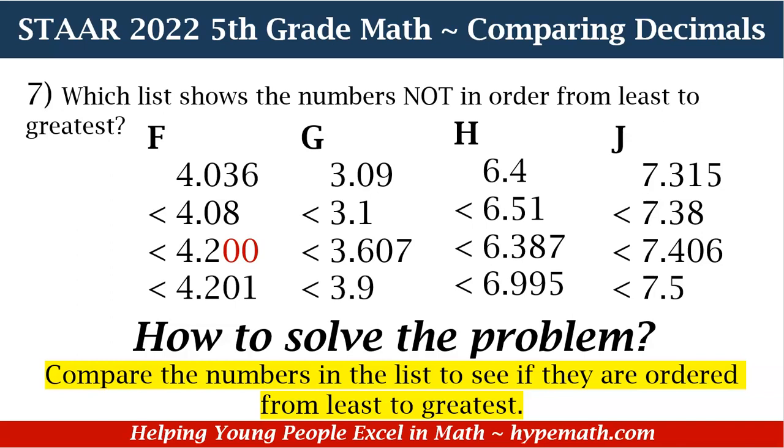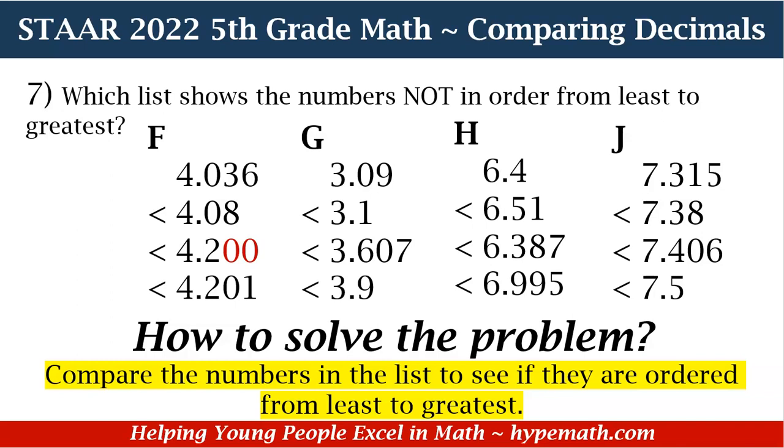So in looking at J, we know that all of the numbers have a 7 in the ones place. Now we're going to move to the tenths place. And in the tenths place, we see that the first 2 numbers have a 3 in the tenths place. So what do we need to do? Our step 3 said we need to move to the next place value to the right, which is the hundredths place. And in the hundredths place, we have a 1 and we have an 8.